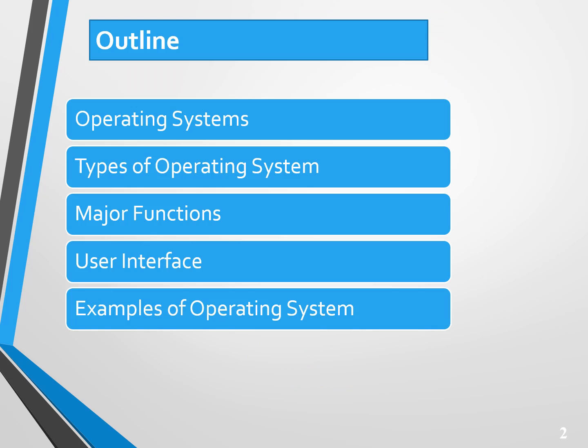This introduction to operating system video will help you understand the fundamentals of operating system to get you better equipped while working on computer. So the outline of this video is: first we will see operating system, then types of operating system like DOS, Windows, then major functions of operating system, then user interface of operating system, that is character user interface and graphical user interface. Then we will see some examples of operating system.